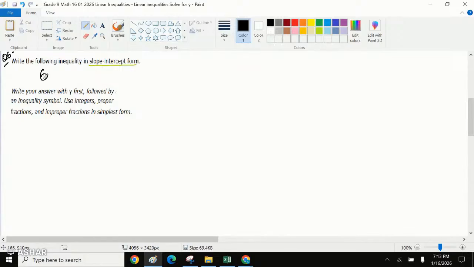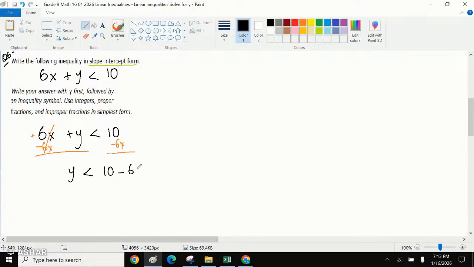It is basically given as 6x plus y is less than 10, right? So we can say 6x plus y is less than 10. Can we move 6x to the other side? It was a positive. We subtract 6x on either sides. And what we say is, it comes out to be y is less than 10 minus 6x, right?